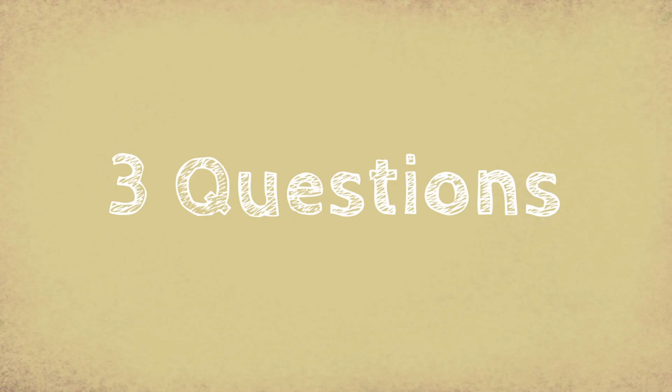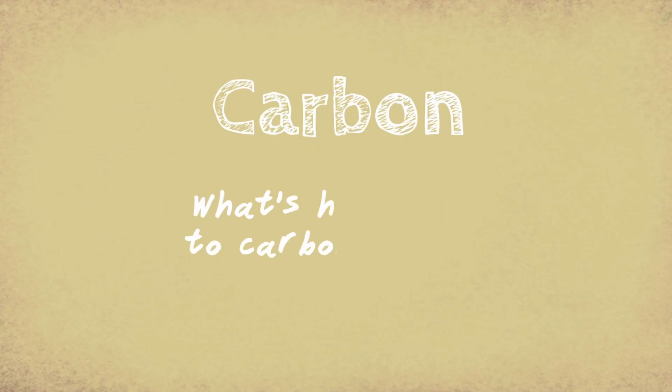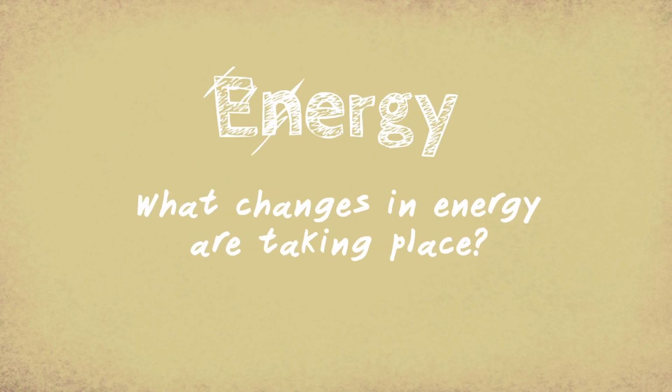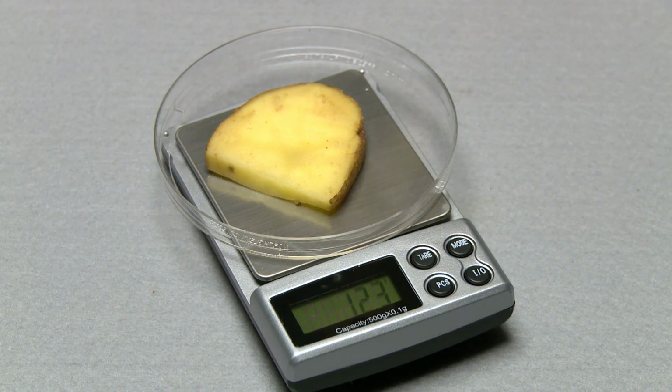To do that, we ask 3 questions. The movement question: where are atoms moving? The carbon question: what is happening to the carbon atoms? And the energy question: what changes in energy are taking place? We can learn more by weighing mealworms and their food before and after they feast.